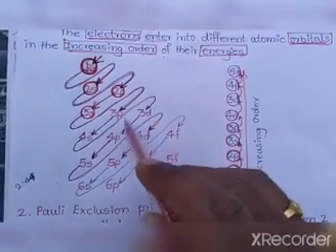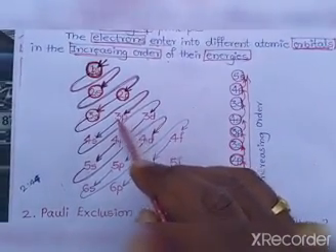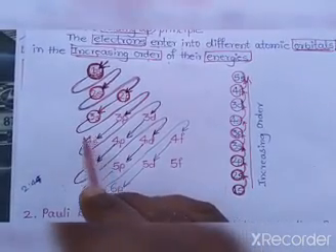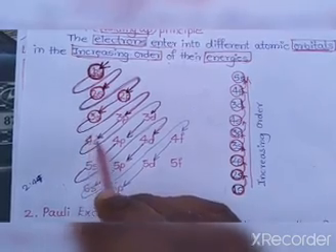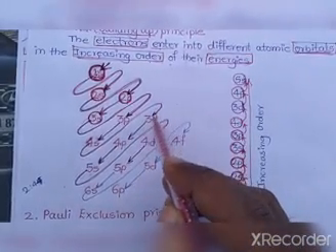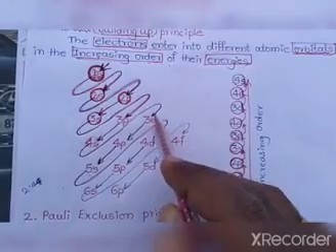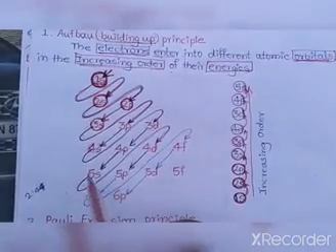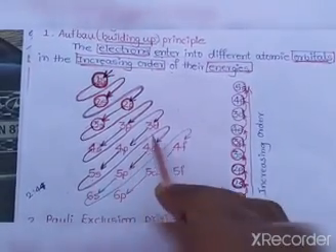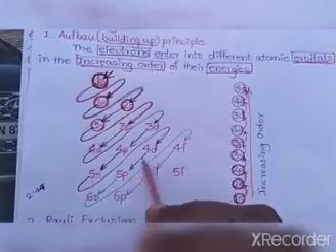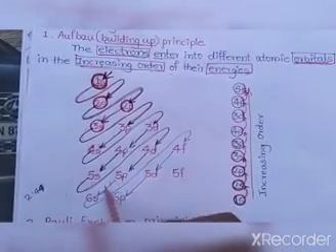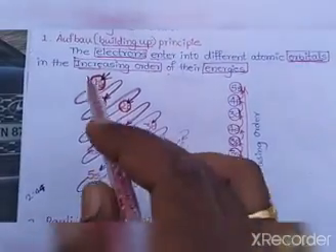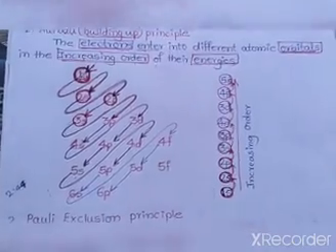Similarly, students, after filling the 3p, the next electron will move to the 4s. After 4s is completely filled, the next electron will move to the 3d. After the completion of 3d, next is 4p, then 5s, 4d, 5p, and after 5p, 6s. Like this, in increasing order, the electrons start to fill.